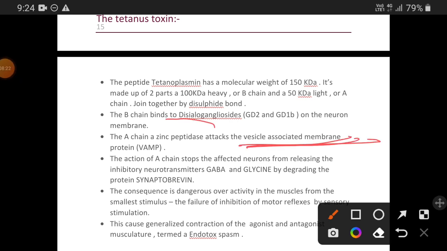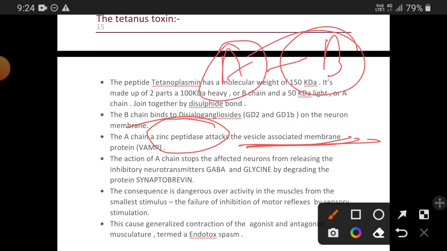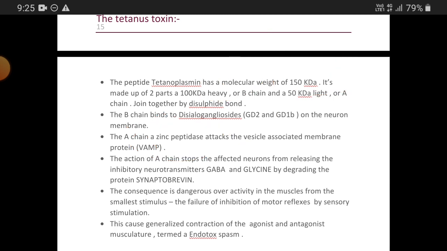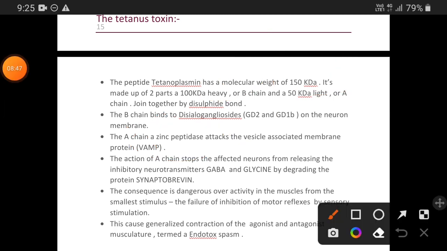And zinc peptidase, because remember here the A subunit and B subunit are also joined by a disulfide bond. So zinc peptidase will attack the vesicle associated membrane protein and facilitate the release of the A subunit from the B subunit. Then the action of the A chain starts.